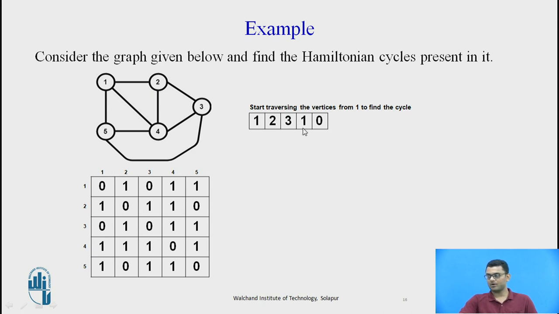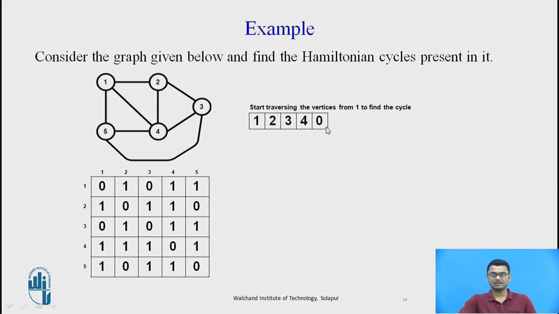Now again, we start from 1. 1 cannot be visited again. Similarly, 2 cannot be visited again. 3 also cannot be visited, since it has been visited previously. So the next vertex that we can visit from 3 is 4, because it has a valid edge. So we write 4 here.